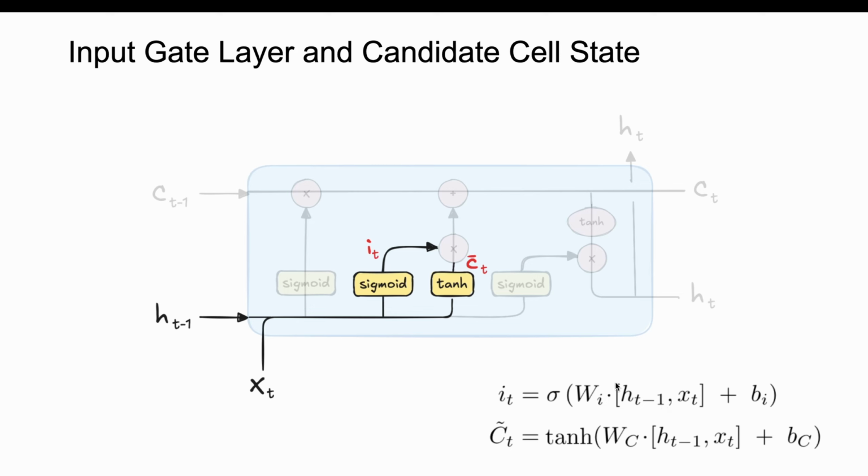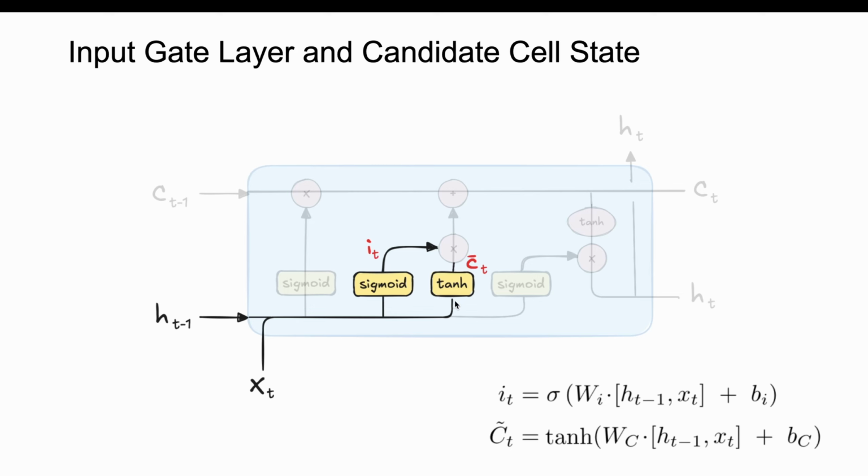So we have this weight matrix Wi, which is the weight matrix for the input gate layer, and we are multiplying it with this concatenation of the previous hidden state and the current input, plus the bias term, and we are passing it through the sigmoid layer. So let's look into the second layer, that is the tanh layer.